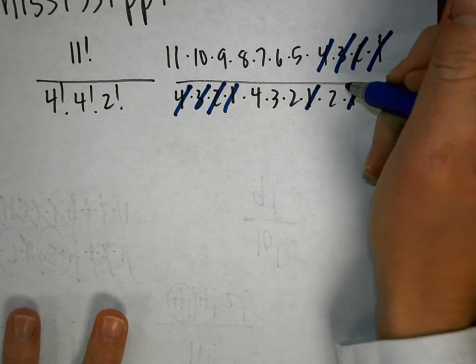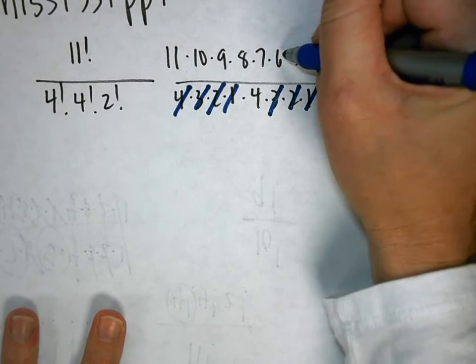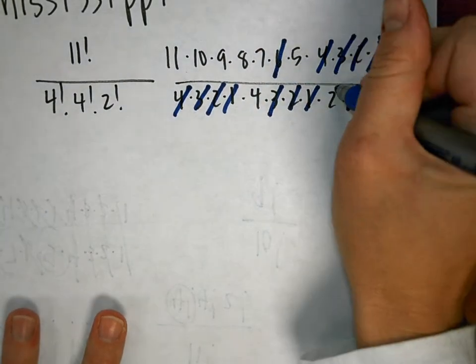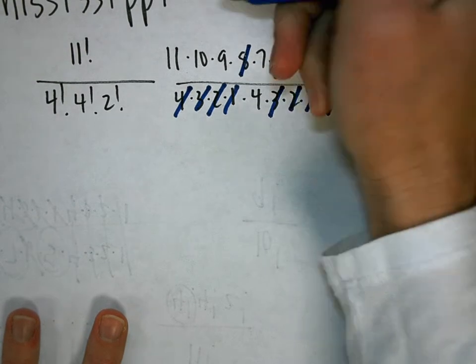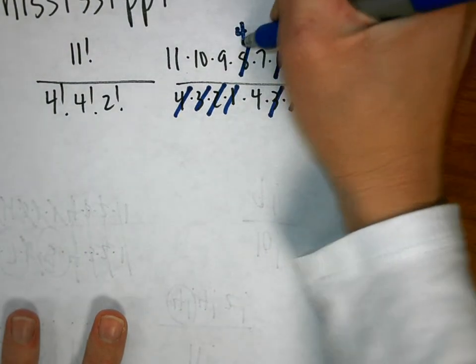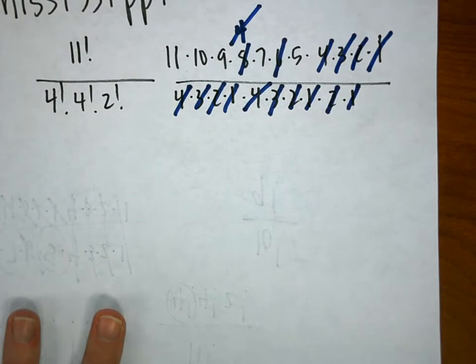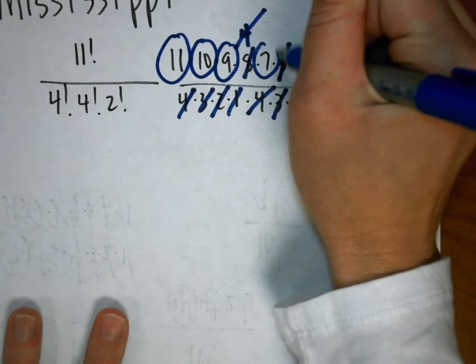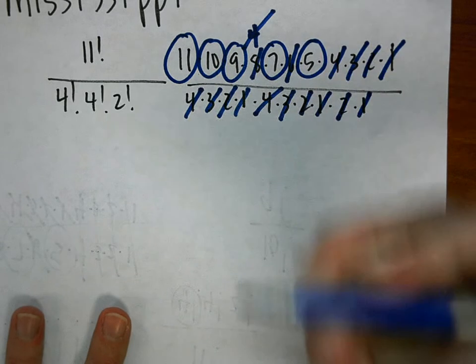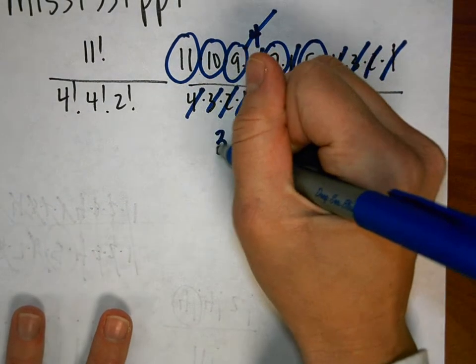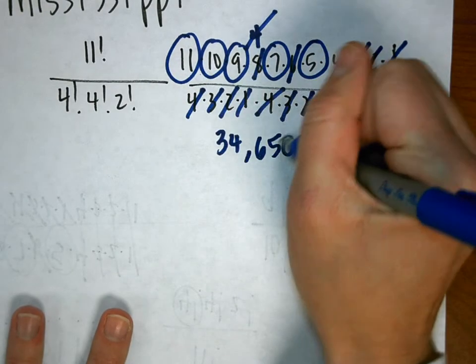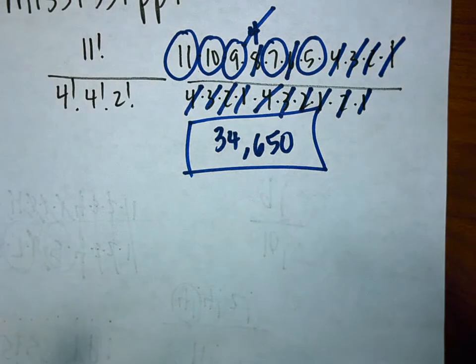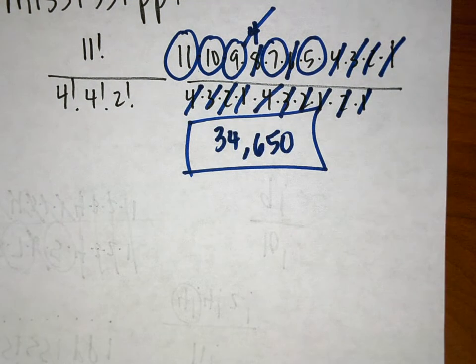Okay, so now you have different options. So for instance, 2 times 3 is 6. This 2 goes into 8 and makes that a 4, and then this 4 and this 4 can cancel. So left over I have 11 times 10 times 9 times 7 times 5, which makes 34,650, your answer. What I messed up, I counted 3 I's.